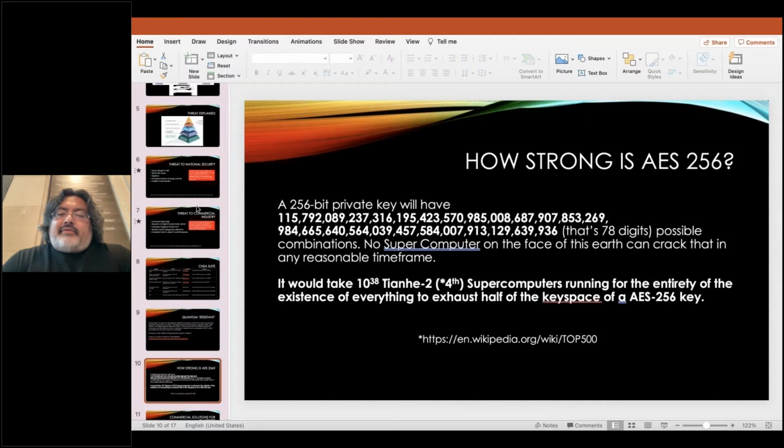So at the time that I formulated this, 10 to the 38th power, the Tianhe-2 was the fastest supercomputer, but I've updated the slides. I believe it's now number 4 on the list. But it would take 10 to the 38th power of the Tianhe-2 supercomputers running for the entirety of the existence of everything to just get through half the key space of one AES 256 key.